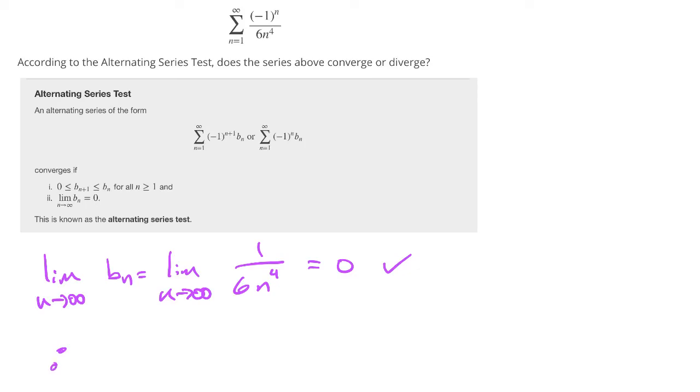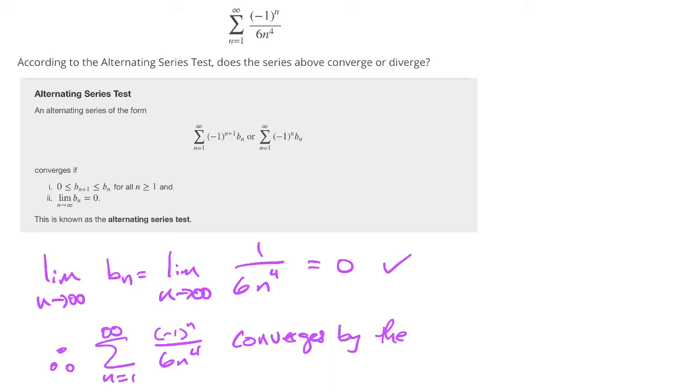And so our conclusion, therefore, is that our series, the sum from n equals 1 up to infinity of minus 1 to the n over 6n to the fourth, converges by the alternating series test.